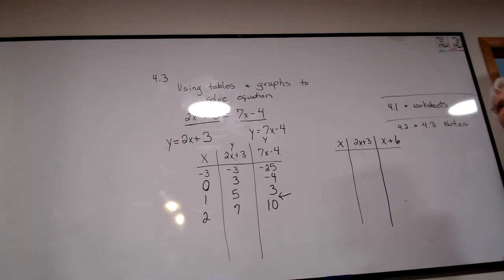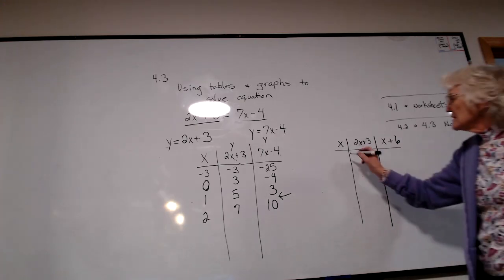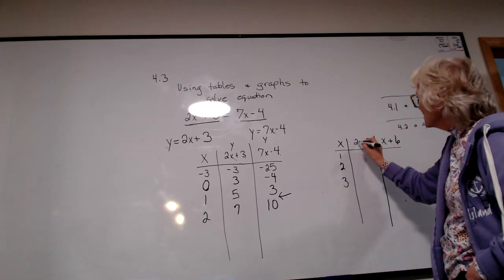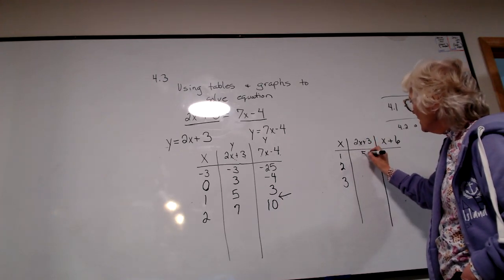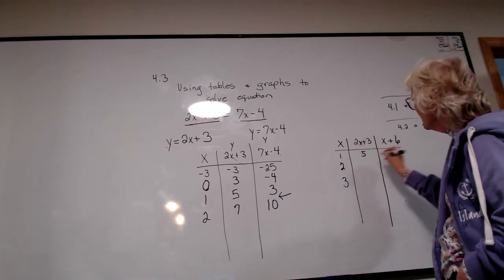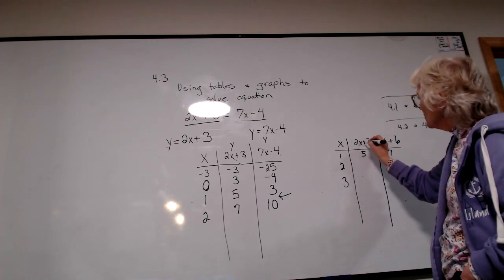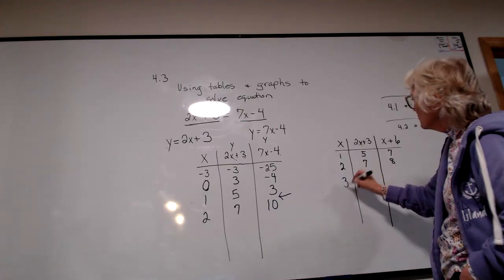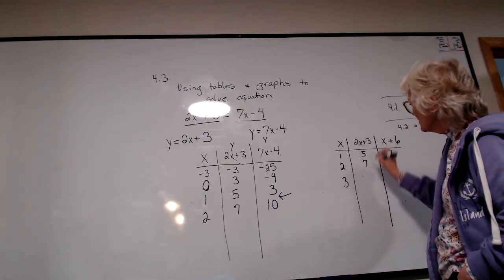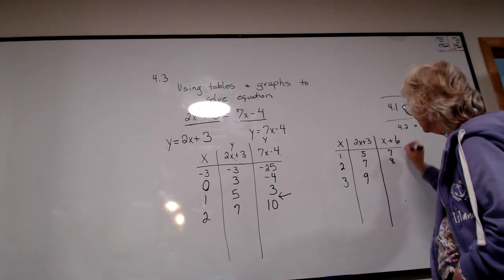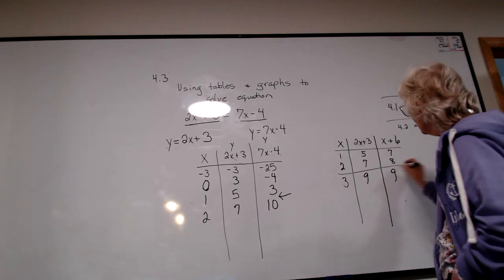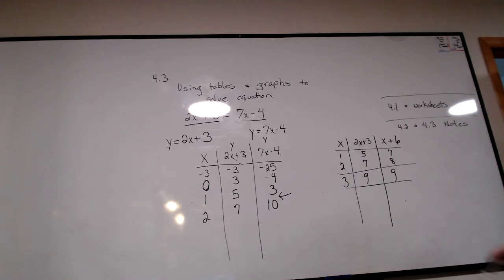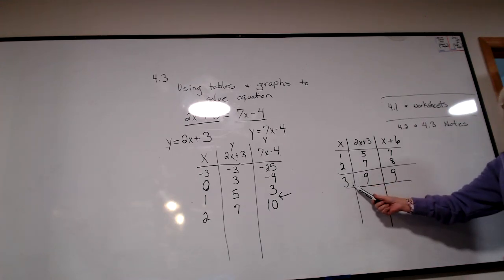Okay. So now, if I gave you these three values of x: 1 here is going to be 2 plus 3, which is 5. 1 here is going to be 7. 2 here is going to be 4 plus 3, which is 7. 2 here is going to be 8. 3 here is going to be 6 plus 3, which is 9. 3 plus 6 is 9. Look right here. They are equal when x is 3.